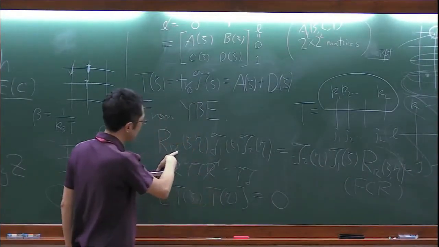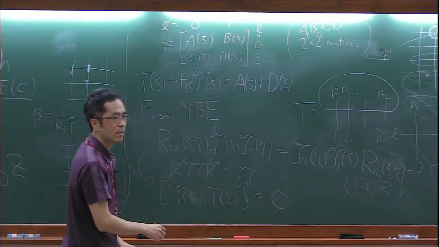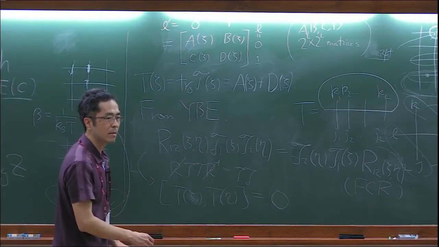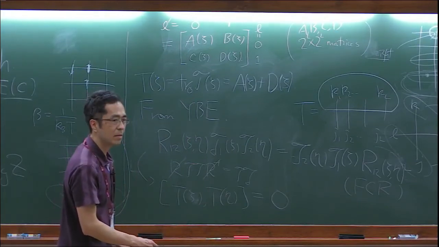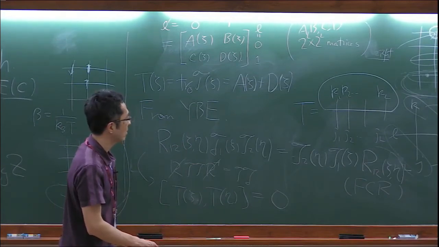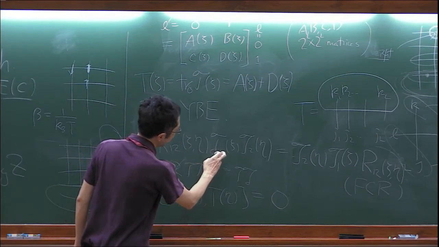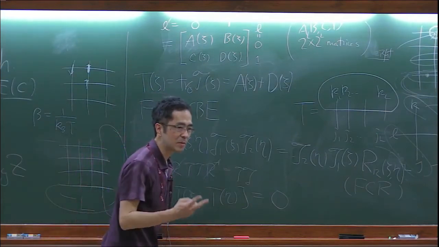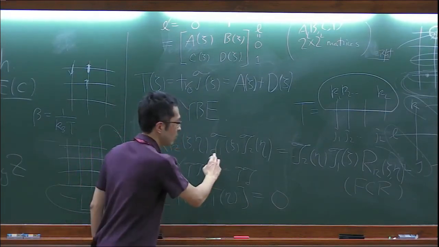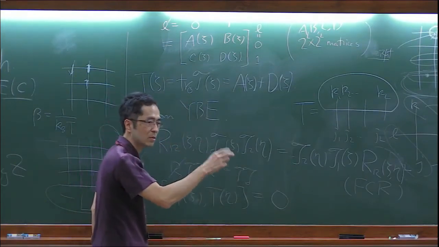Yes, we are considering two spaces, one and two. But these two are on two different rows. Right? So the one and two for the monodromy matrix don't mean... yes, they are actually. So now, in a sense, we are considering two auxiliary spaces. Yes, first and second one. And this acts on these two auxiliary spaces.